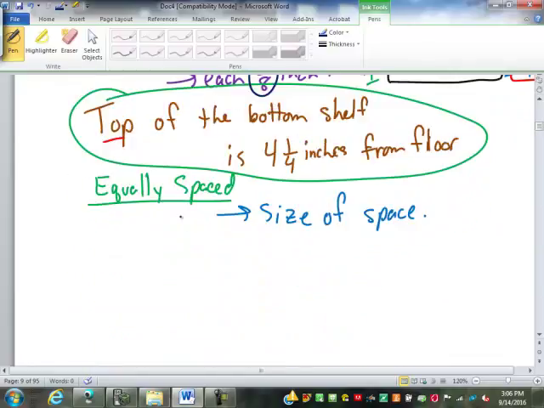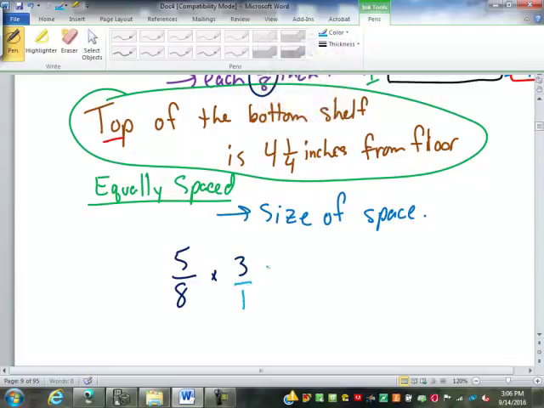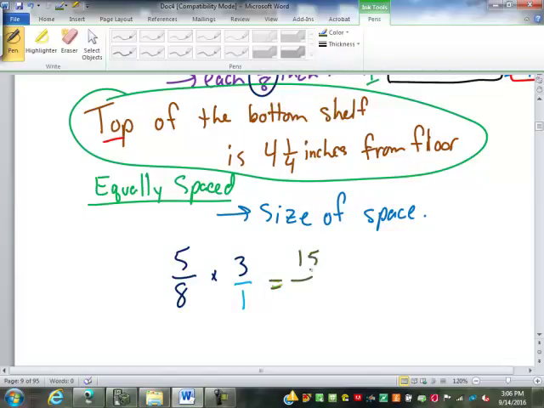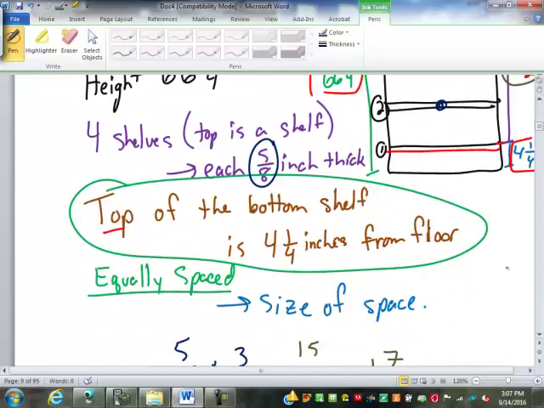Let's go ahead and deal with that. 5/8 times 3. Make it 3 over 1. 5 times 3 is 15. 8 times 1 is 8. That is 1 7/8 inches. So the thickness of the shelves takes up 1 7/8 inches from our 62 1/2. So I'm going to have to subtract that out of my 62 1/2.